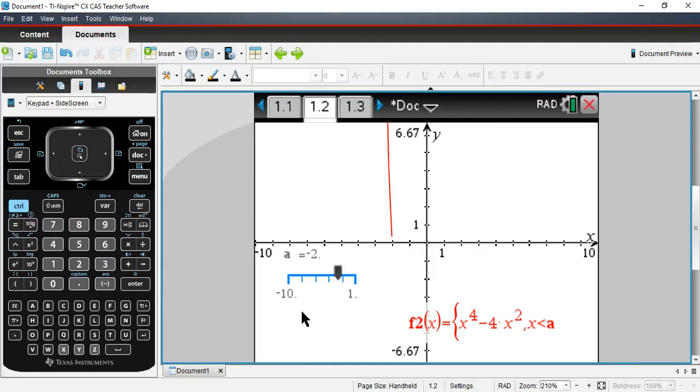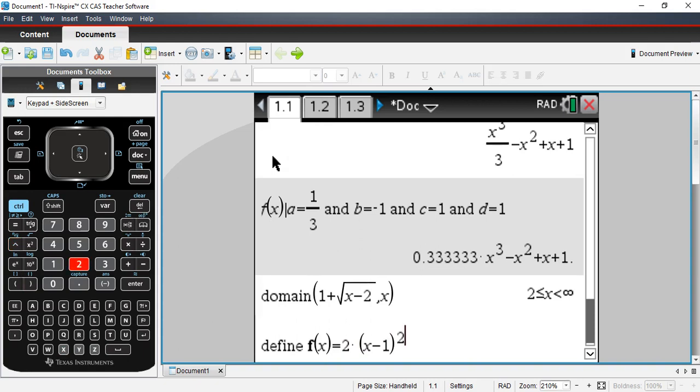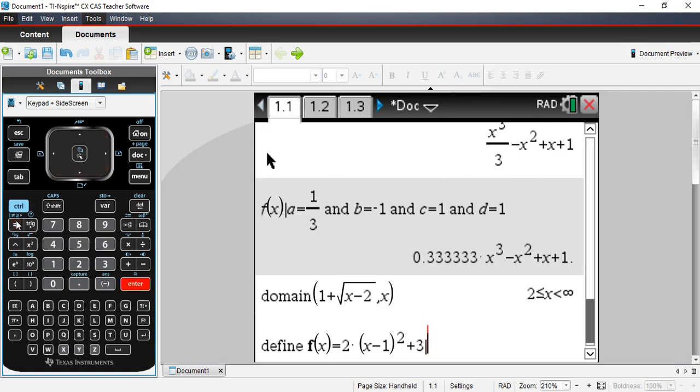5-10 minutes. Question 6, find the inverse. What do? How do we find the inverse? Let me see whether this works. Define f of x. So I'm going to define the function 2 times (x minus 1) square plus 3 with the domain x is greater or equal to 1.